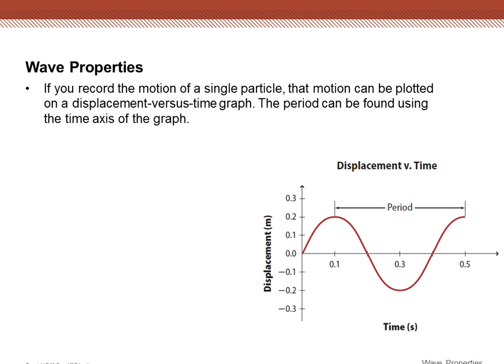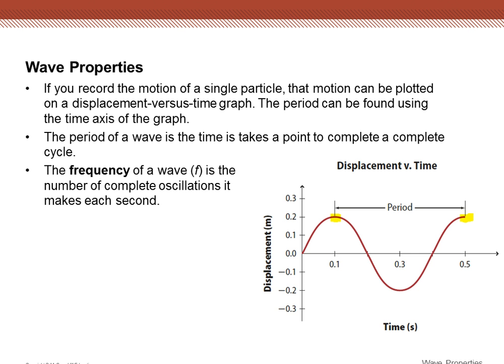If we were to look at one particle and the motion of one single particle on a wave and plot that motion in a displacement versus time graph, then we would see this wave function here pictured to the right, and we could find the period of its motion. And the period is the time it takes to get from one crest to the next crest, or from one trough to the next trough. It's the time it takes to complete one cycle. The frequency of a wave, which we use f to denote, is the number of complete cycles or complete oscillations it makes every second.